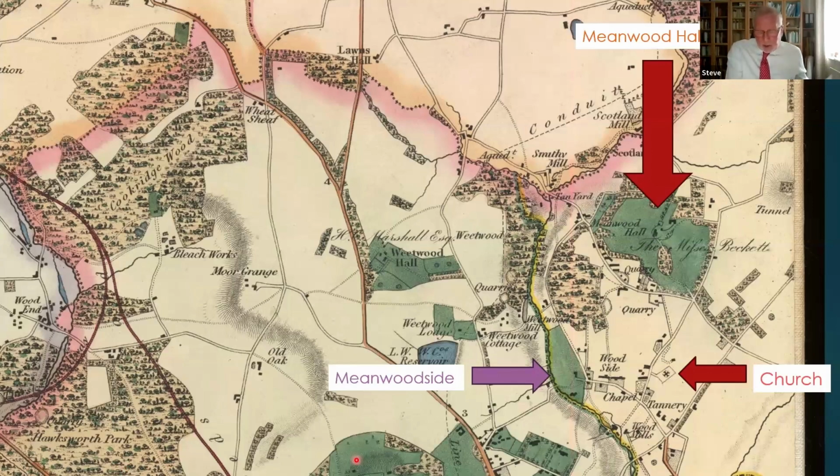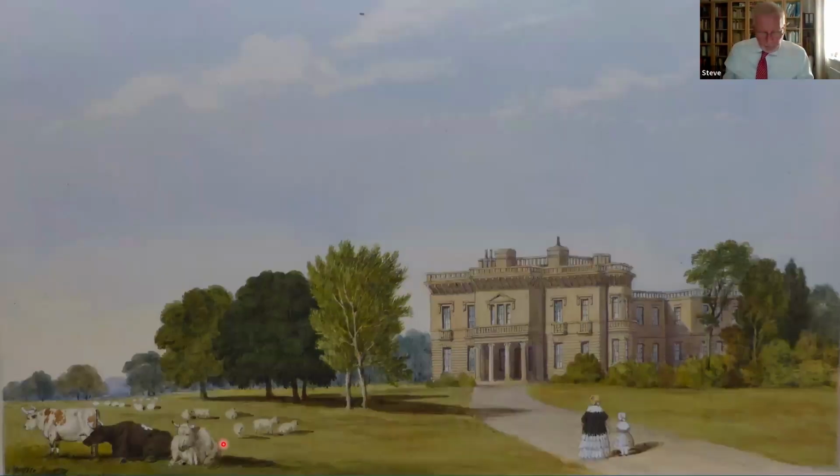Now, the population in 1801 was still only 1,054 souls, and so much of the area was still countryside. And as you can see here we've got Meanwood Hall, where the Beckets, as we shall see in a minute, moved. Here we've got the church that their sister built in honour of Christopher Becket. And here's the home of the Meanwood side family of Oates, today known as Meanwood Park. Let's look at the Becket family.